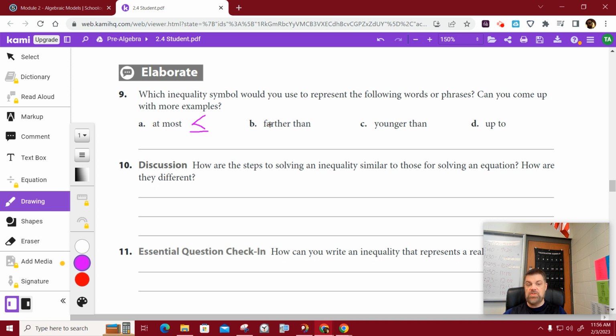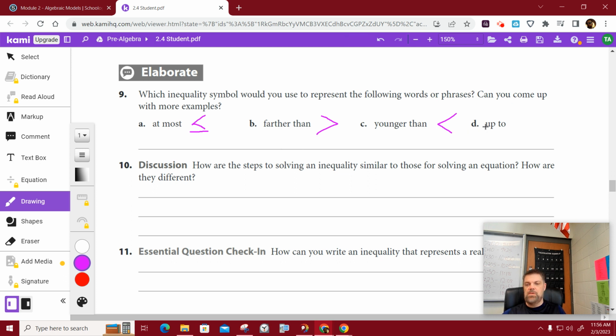At most 50. Further than could be greater than. Further than 50 feet. Well, 60 is further than 50 feet, so 60 would be greater than 50 feet. Younger than is the opposite way, right? You guys are younger than Mr. Adams. So if I put your age here, I would say less than my age. Not by much, maybe 5 years.